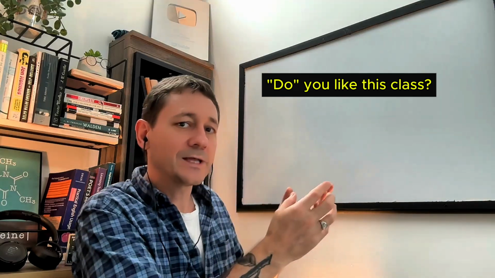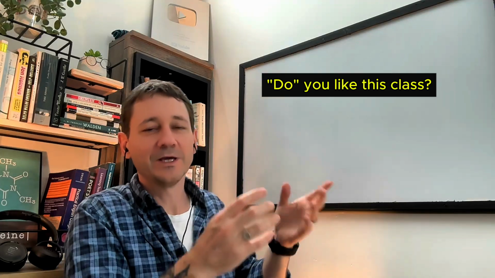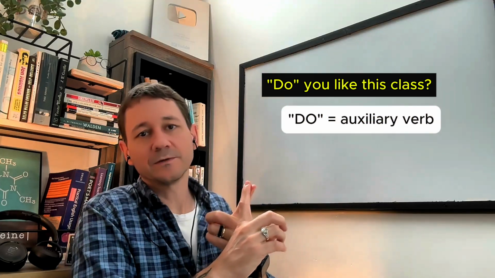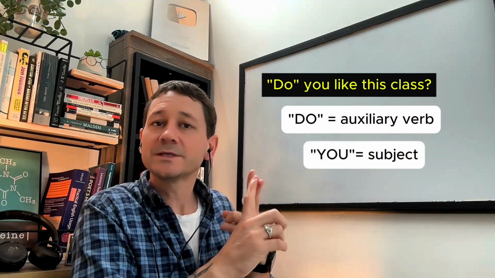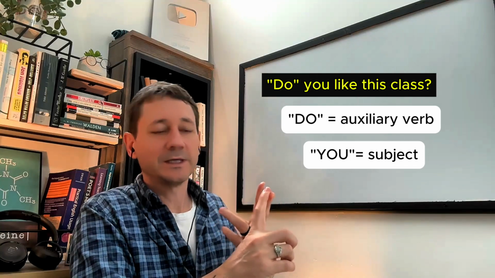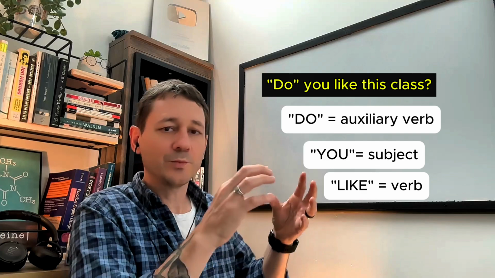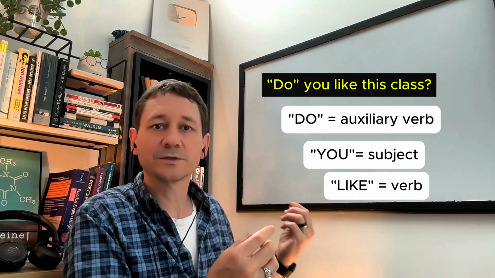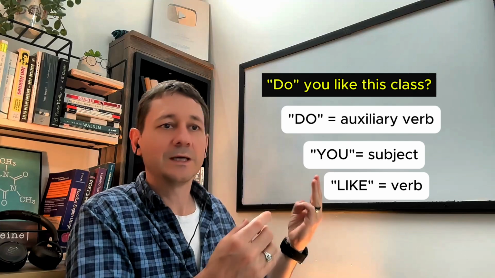But let's break down the sentence to understand what's really happening here, shall we? Do is the auxiliary verb in this sentence. You is the subject. It's the person that we're talking about. And like is the verb. So when you put the structure together, you have the auxiliary verb do, the subject you, and the verb like.